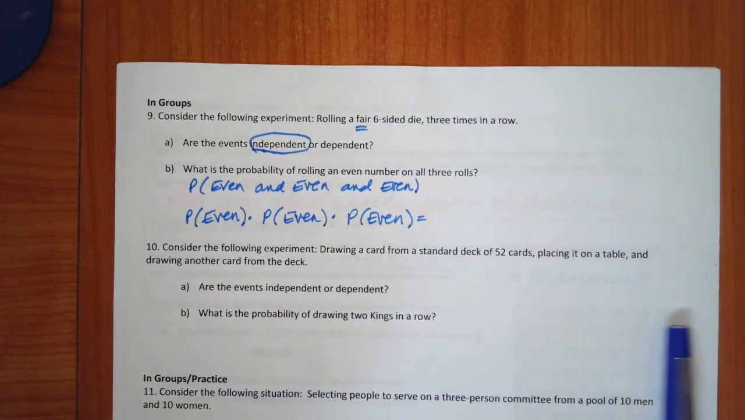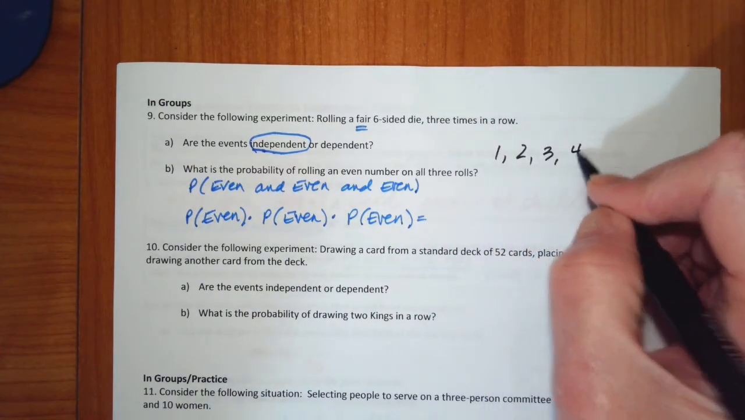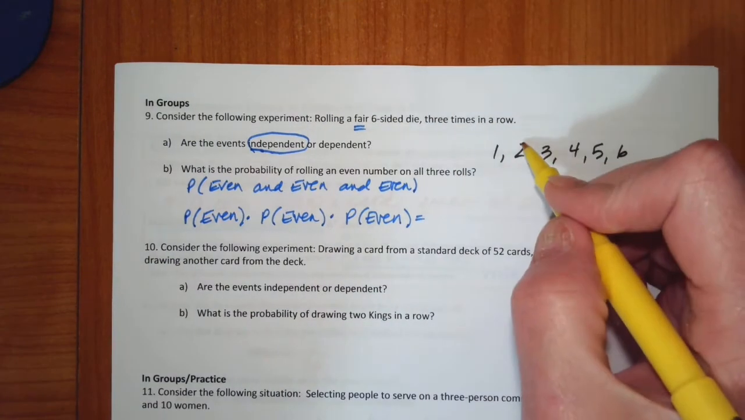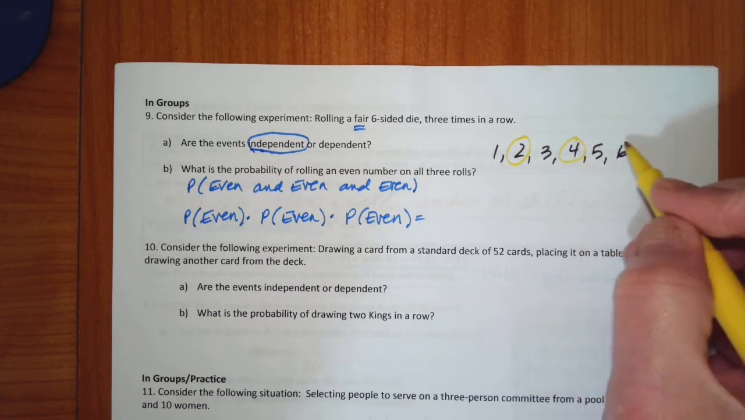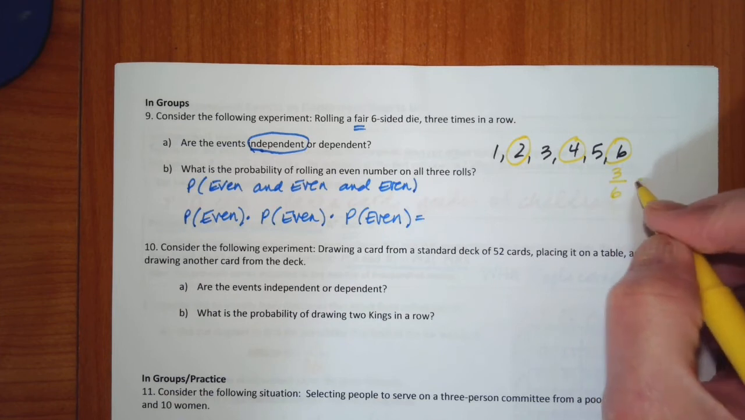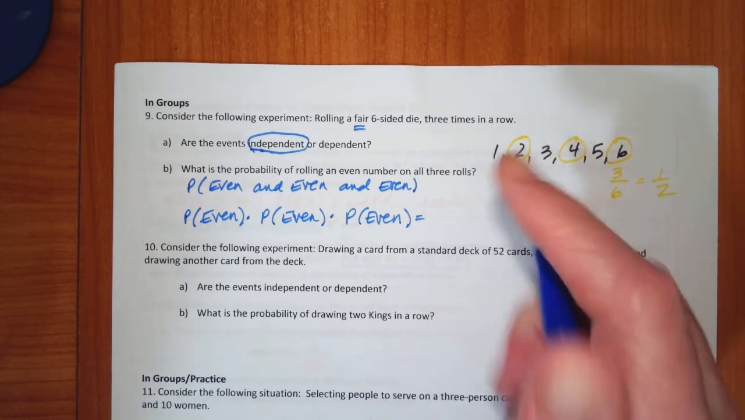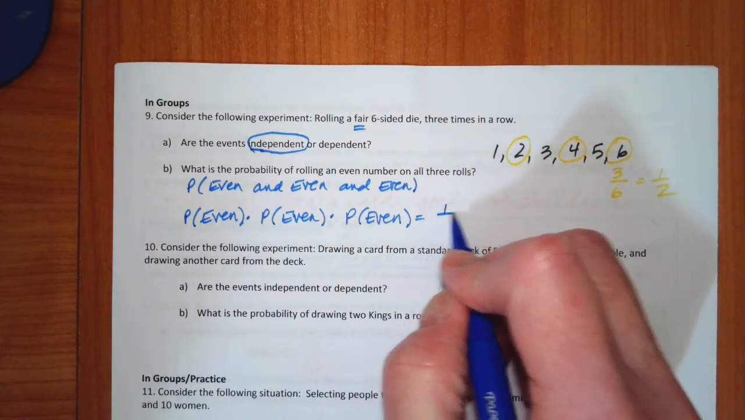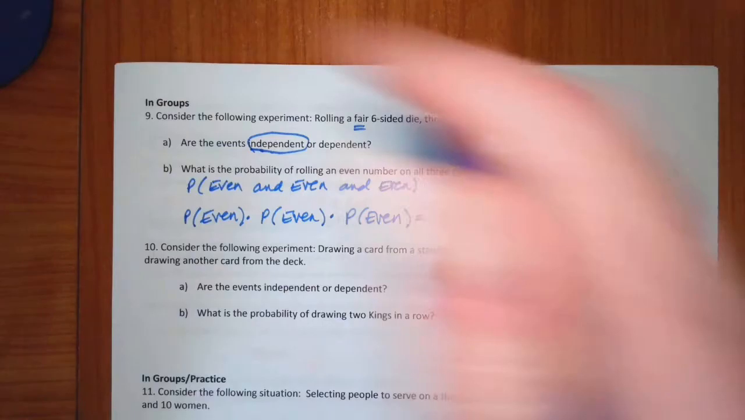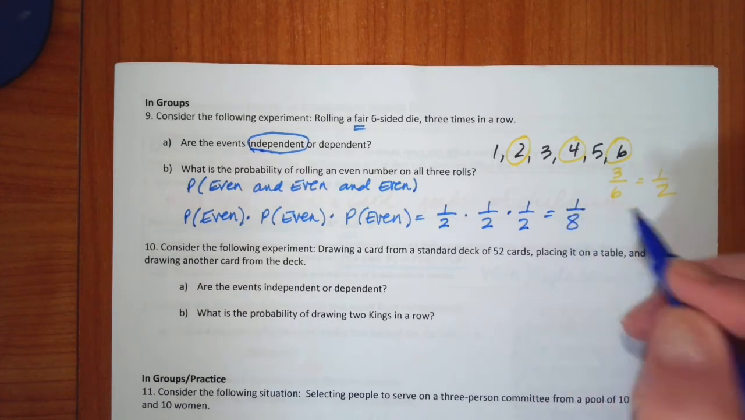And if I remember back on my die, I can roll a 1, a 2, a 3, a 4, a 5, or a 6. An even number, there are 1, 2, 3 ways for that to occur, so 3 out of 6 is going to be 1/2. Okay, so the probability on the first one is 1/2. It is 1/2 on the second. It is 1/2 on the third. If I do my multiplication, that's 1 out of 8.